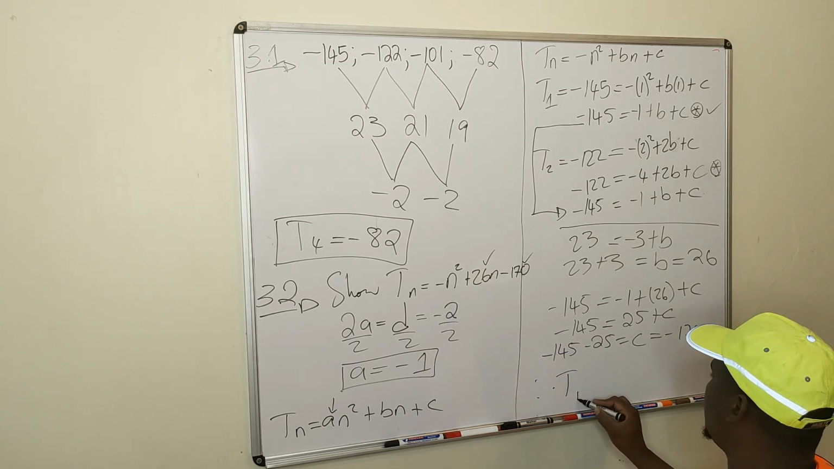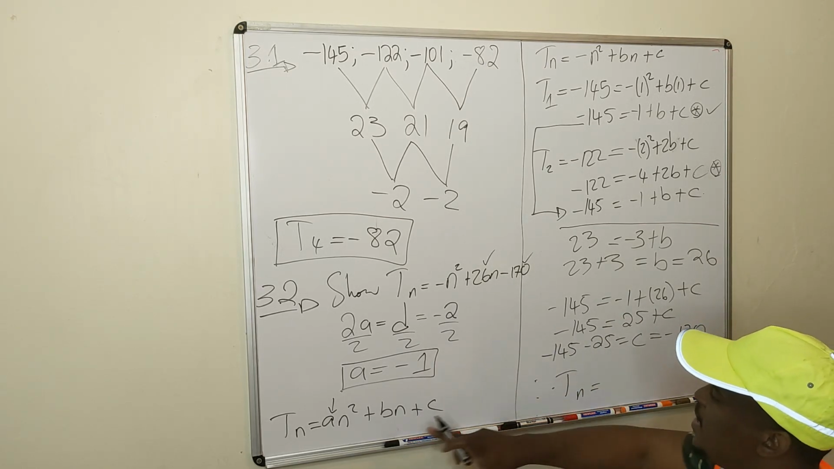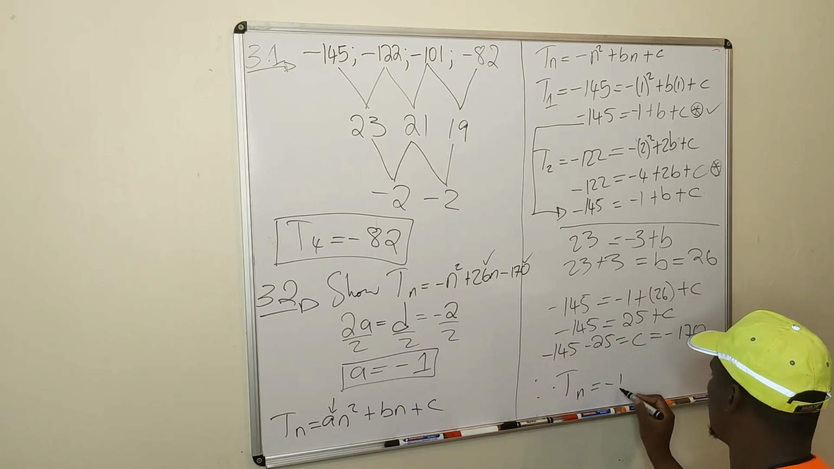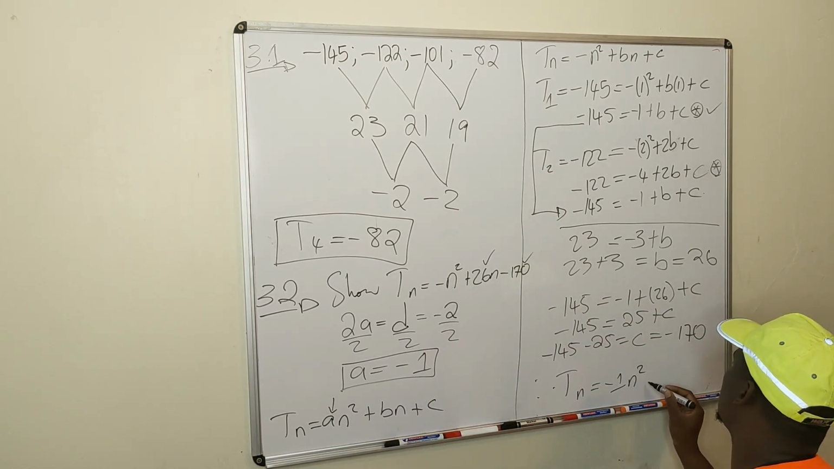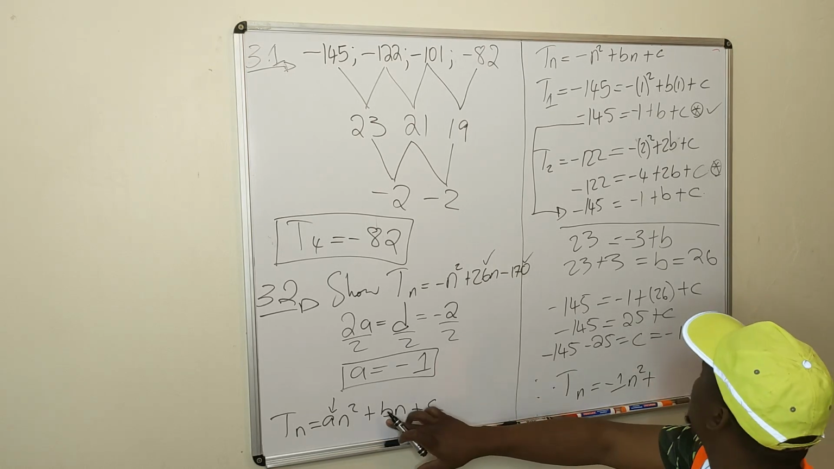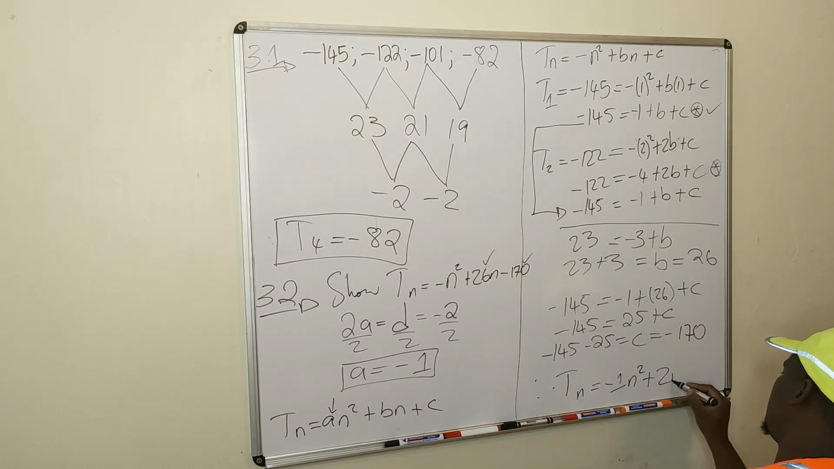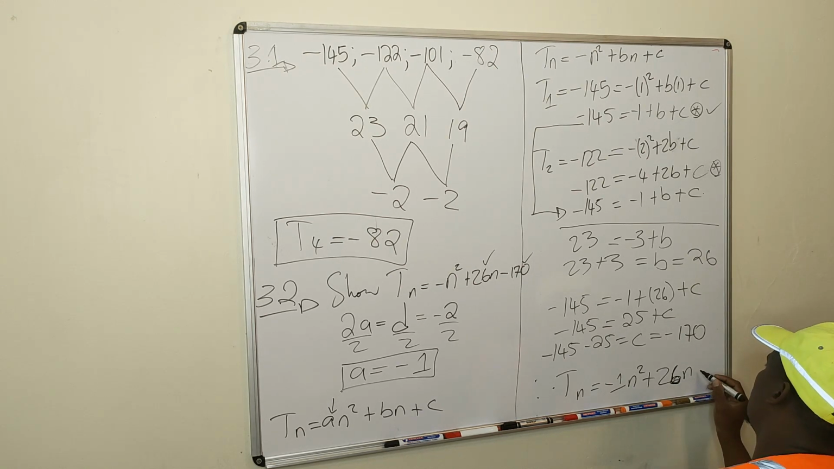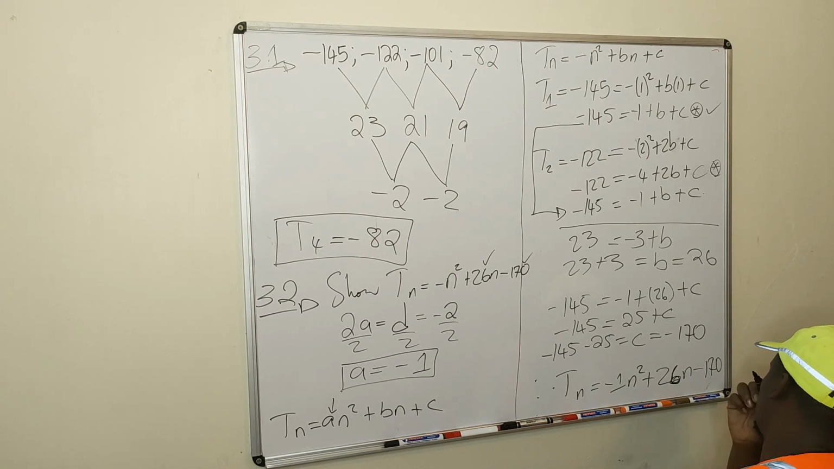Therefore, your Tn is equal to an squared. Your a is minus 1, so that is minus n squared, plus bn. What is your b? Your b is 26n, minus 170.